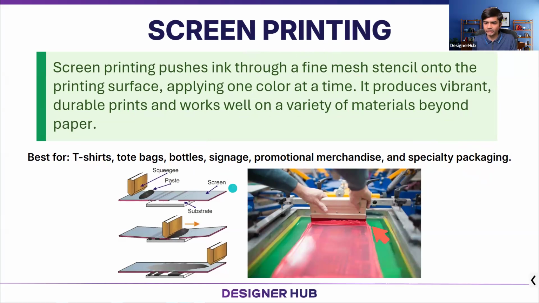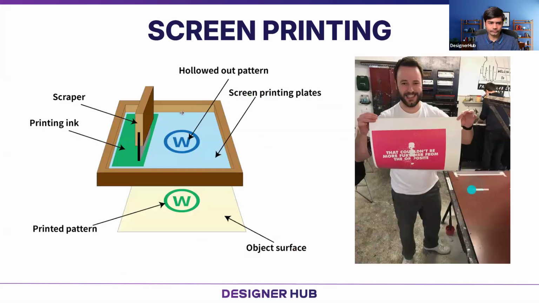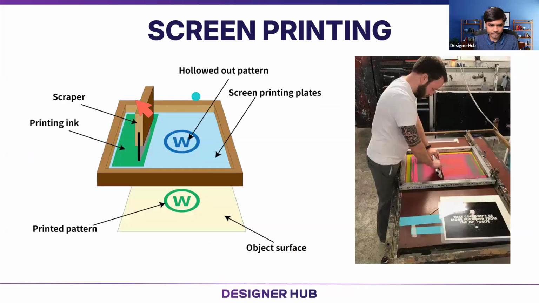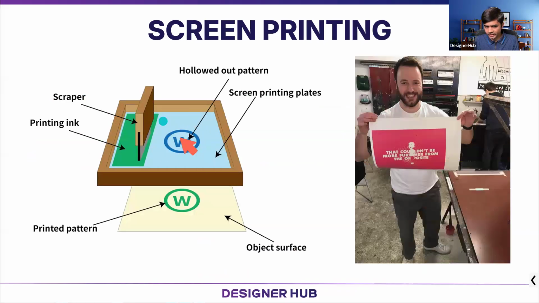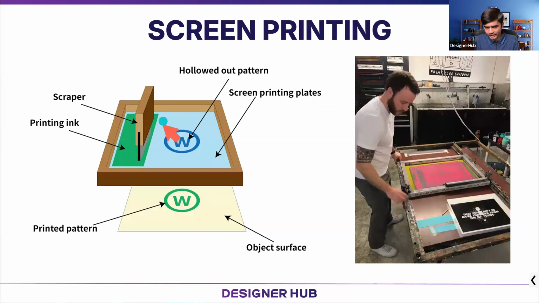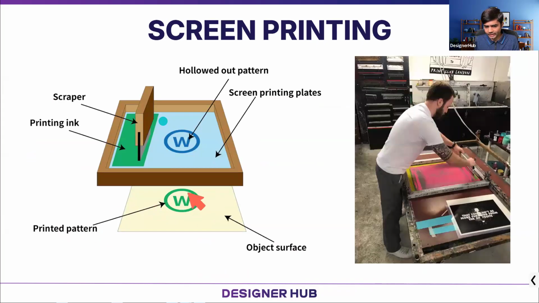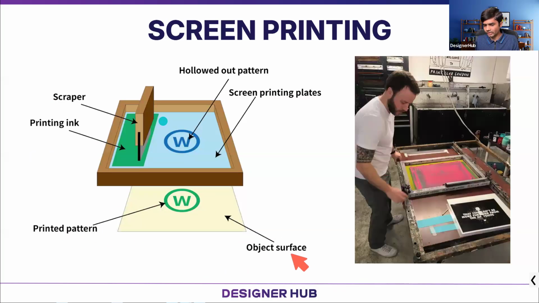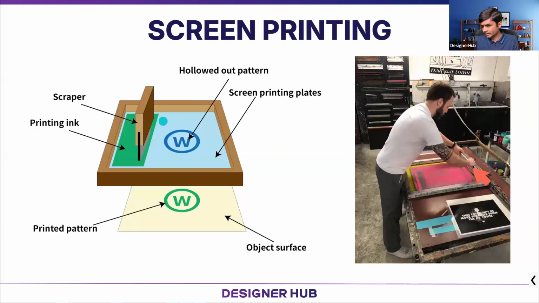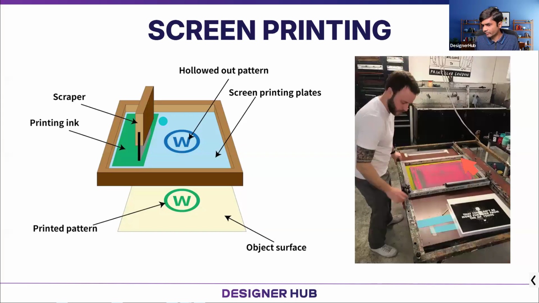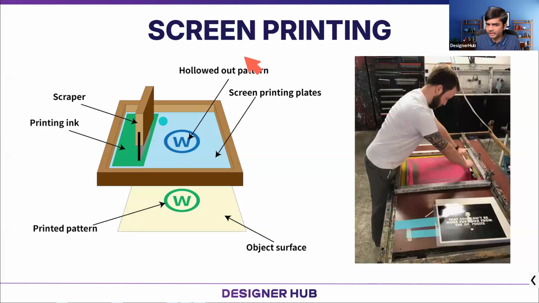How it works: for each color, a stencil is created, and then that particular color is passed through it manually using the hand. Okay, this is how it works. So you can see over here, this is the scraper, this is the ink, this is the screen of W. The person will scrape this, and on the paper, that W got printed as an output. So you can see over here, the person puts the paper, screens it, and then takes it out. This is the thing that came from the screen. So this is how the screen printing works.